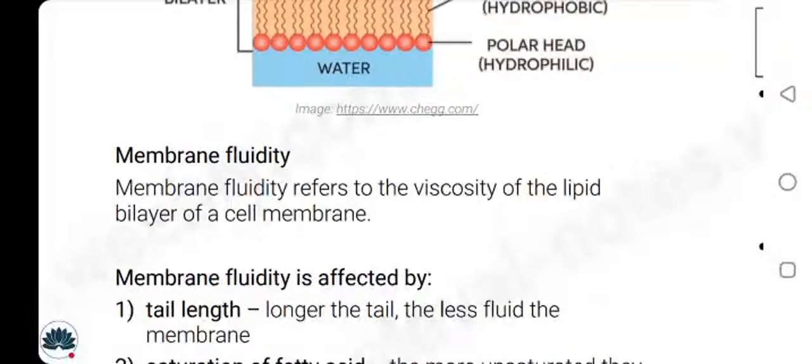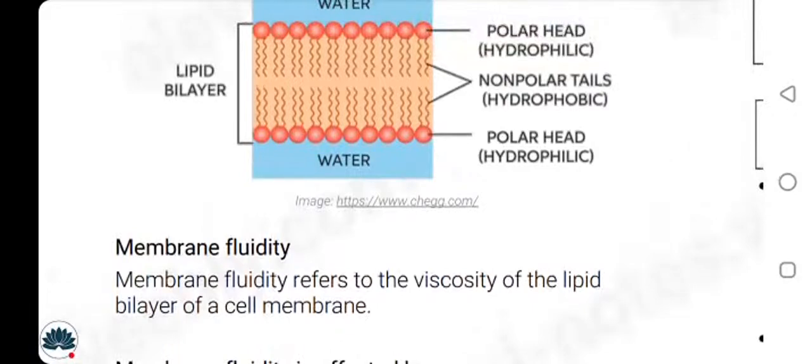What is membrane fluidity? Membrane fluidity refers to the viscosity of the lipid bilayer of a cell membrane. It only depends on the viscosity of the lipid bilayer molecules.